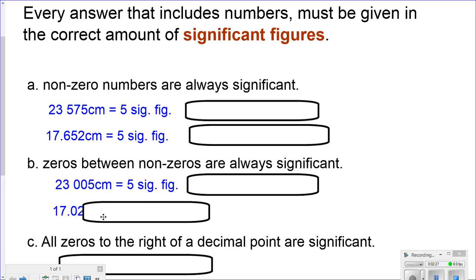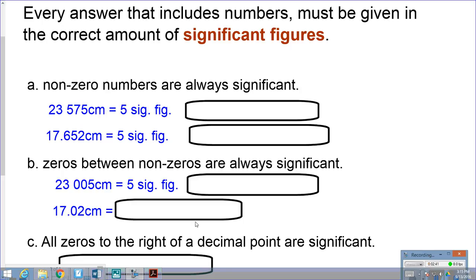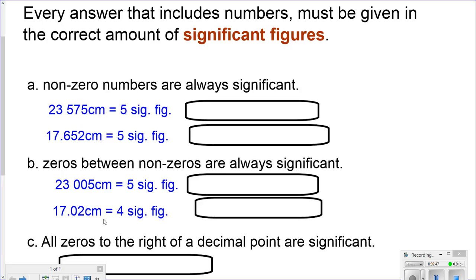Another example, 17.02 centimeters. This zero is in between non-zeros, between the 7 and the 2. Therefore, this question is going to have 1, 2, 3, 4 significant figures. 4 significant figures. Moving on.